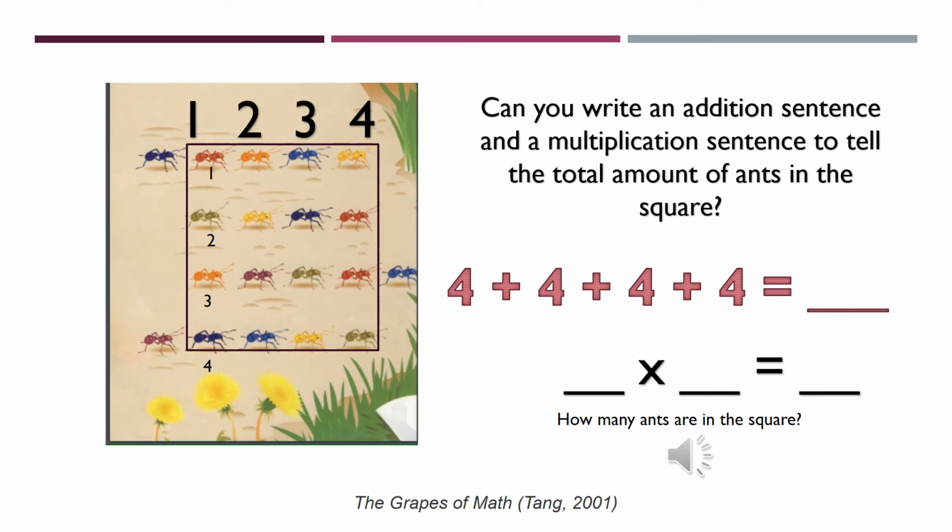What addition sentence could we write to find out how many ants are in the square? We could say 4 plus 4 plus 4 plus 4 equals 16. Or we could write a multiplication sentence to represent the ants in the square by saying 4 times 4 equals 16. Can you write an addition sentence and a multiplication sentence to tell the total amount of ants in the square? Check your answer on the next slide.